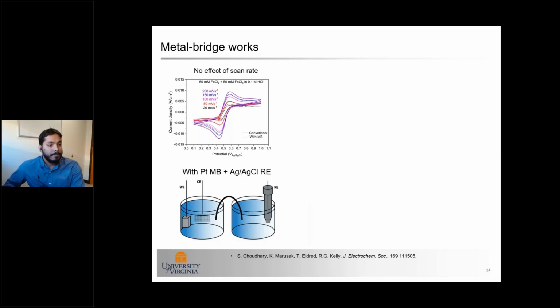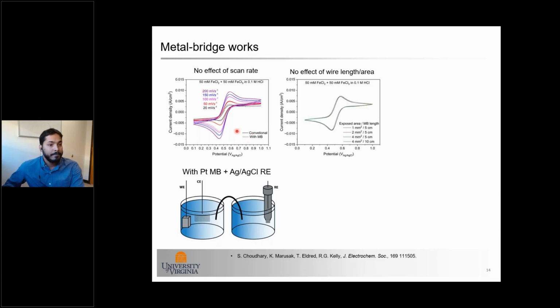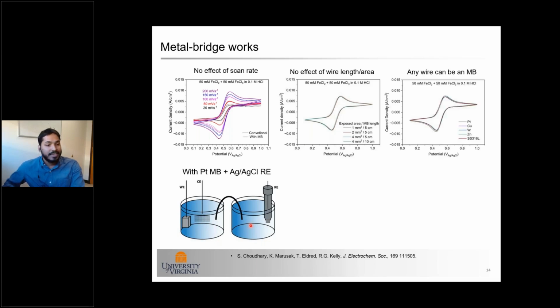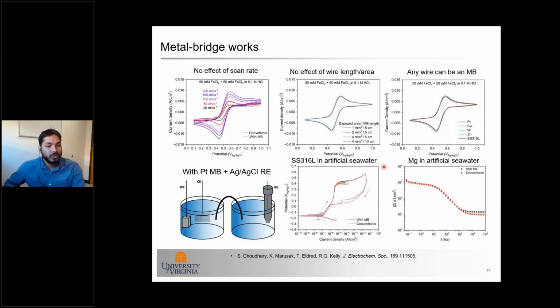It turns out there is no effect of scan rate. You get exactly similar results as the conventional setup. There is no effect of the length of the wire or how much wire is exposed on either side. You can use any metal wire as your metal bridge, and you can also use it for conventional corrosion electrochemistry tests, like potentiodynamic polarization or electrochemical impedance spectroscopy.